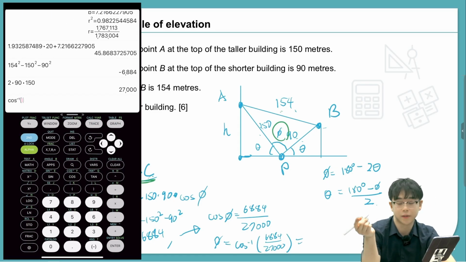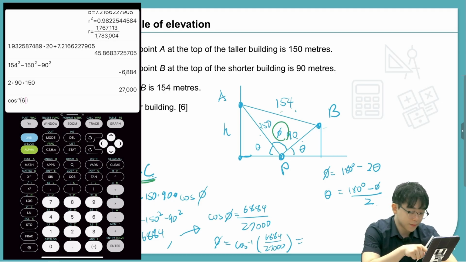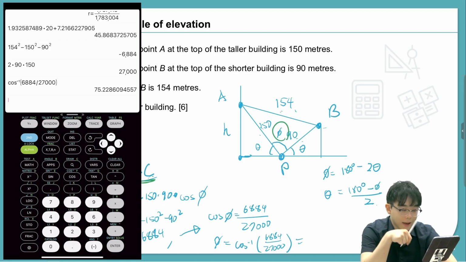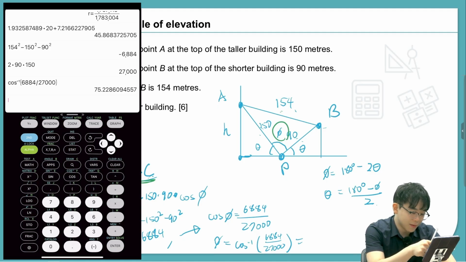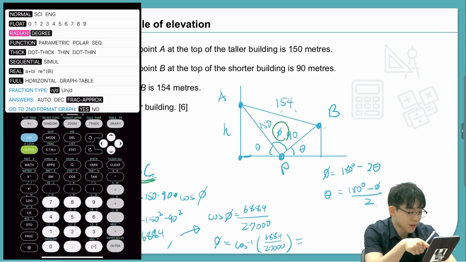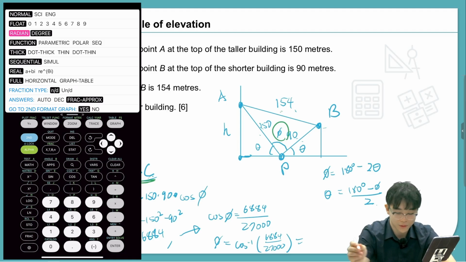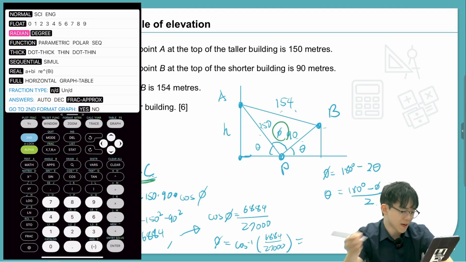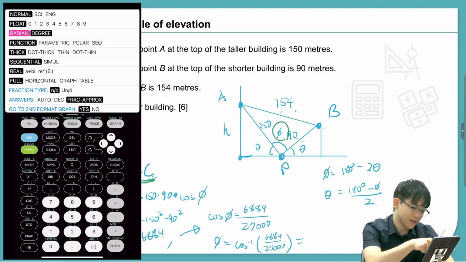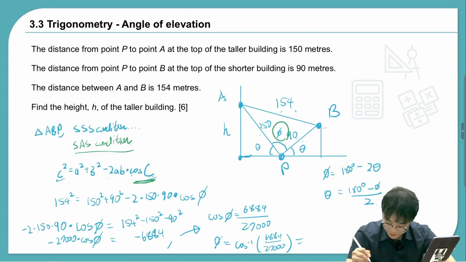So you go to second cosine or arc cosine, right? 6,884 divided by 27,000. And if you get 75, chances are the settings are already in degrees, right? But you just want to make sure that we're doing it in degrees or radians. It doesn't matter which one you use, but you just have to make sure you're consistent. Okay. So I got my phi as 75.23 degrees.